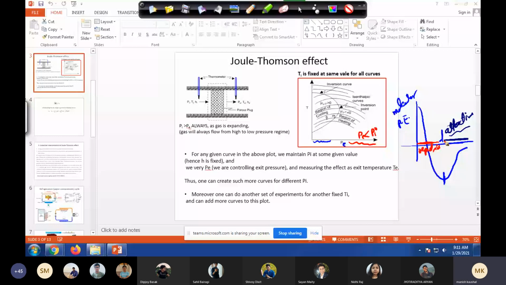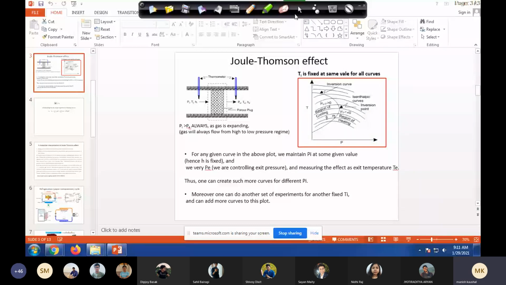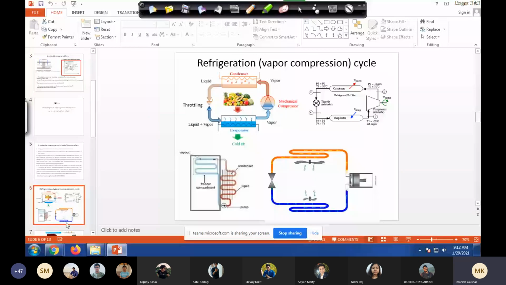Now we are going to the problems. The first problem which we are going to do is on the refrigeration cycle, specifically the vapor compression cycle. There are other kinds of cycles also, but overall the concept is the same. Why are we going through refrigeration just after throttling? Because we know that throttling is a process where it is possible to cool down a gas or a fluid. For a particular range of temperature and pressure, we can obtain this cooling effect.